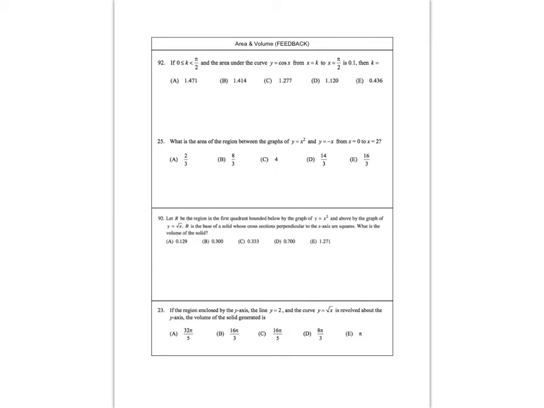For 92, we're talking about the area under the curve for cosine of x from x equals k to x equals pi over 2. So we're talking about from k to pi over 2, area under cosine of x dx, and that's going to be equal to 0.1. Okay, antiderivative of cosine is sine, so that's going to be sine of pi over 2 minus sine of k is equal to 0.1.